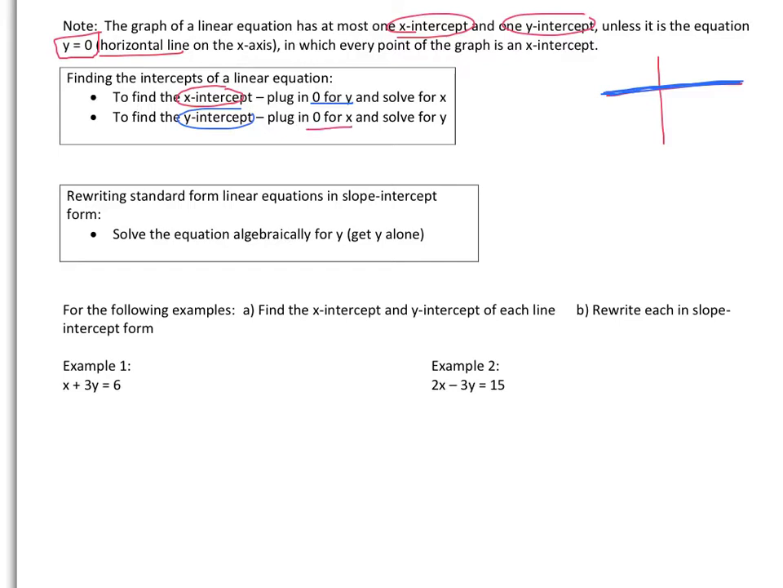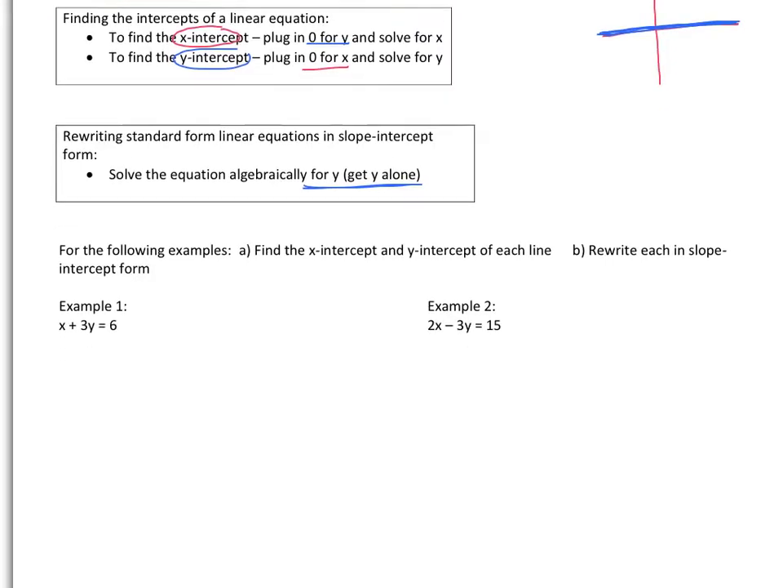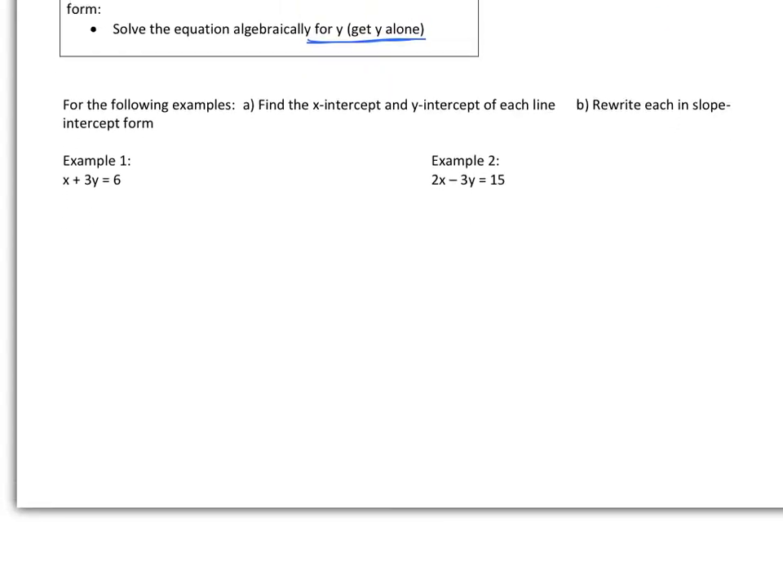And again, the last thing I'm going to be asking you to do is rewriting standard form linear equations in slope-intercept form. So in other words, as I mentioned earlier, the difference between standard form and slope-intercept form is that the equation is solved for y in slope-intercept. So let's take a look at a couple examples. First, we have to find the x and y-intercept, and then we have to rewrite it in slope-intercept form.